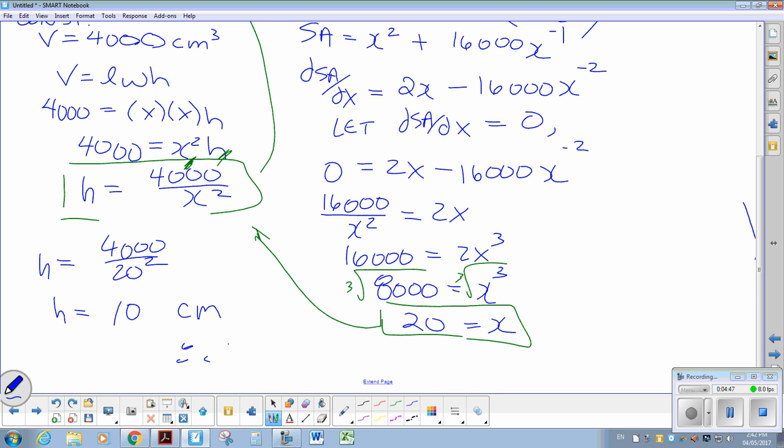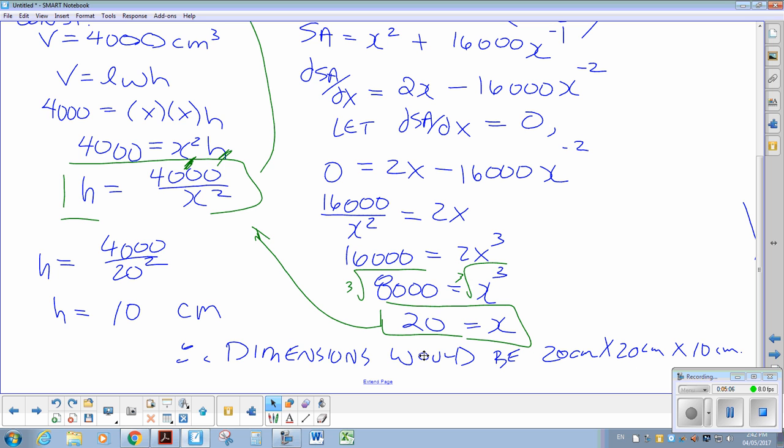So therefore, the dimensions would be 20 centimeters by 20 centimeters by 10 centimeters to optimize or minimize that surface area. If you have any questions with this, let me know and I'll see if I can clarify.